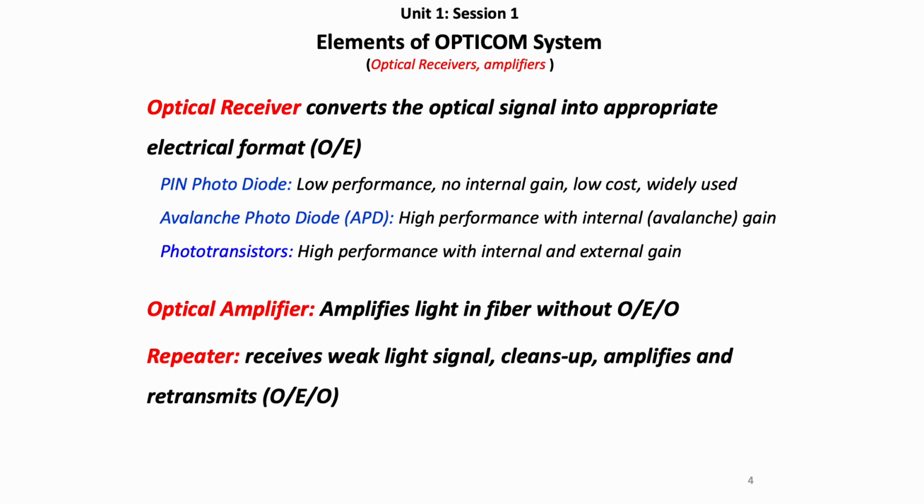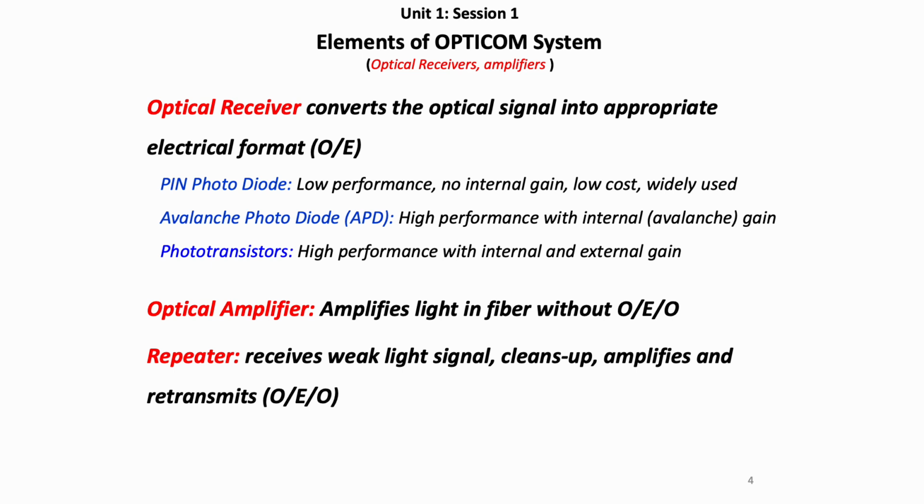So what the optical receiver does is convert the optical signal into the electrical format. The available optical receivers are the PIN photodiode, avalanche photodiode and the phototransistor. We know the expansion of PIN photodiode: positive, intrinsic, negative photodiode. It shows lower performance when compared to the avalanche photodiode because of the multiplication factors.